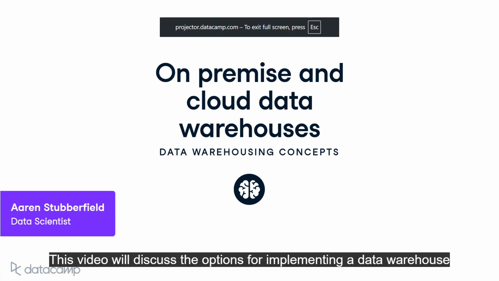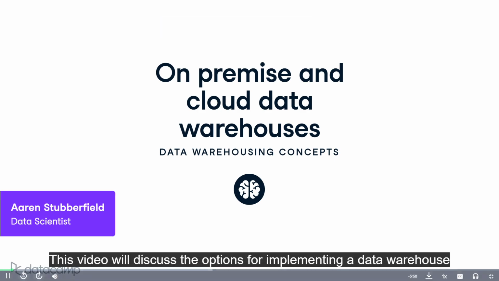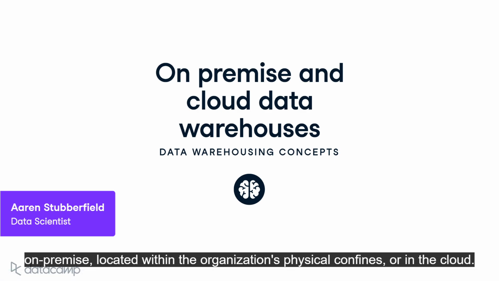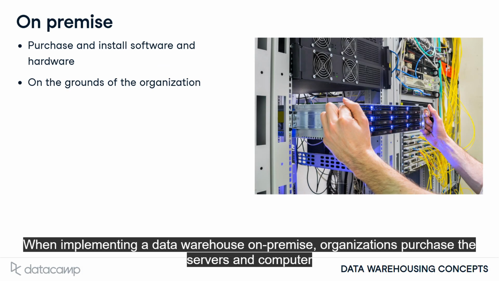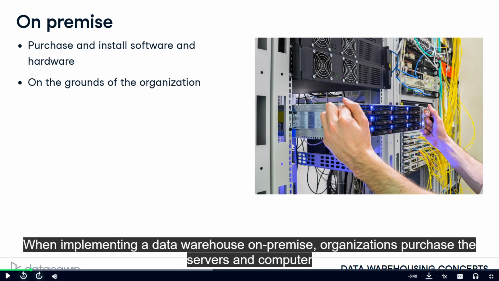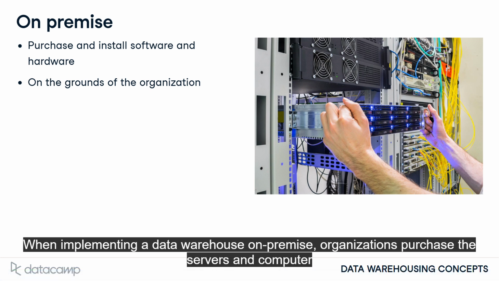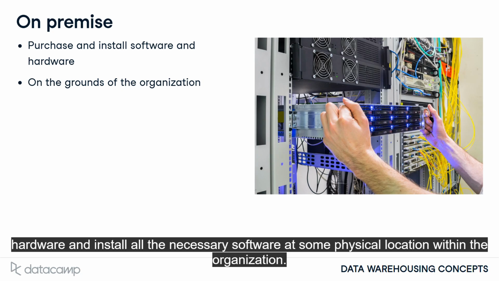Hello again. This video will discuss the options for implementing a data warehouse on-premise, located within the organization's physical confines, or in the cloud. When implementing a data warehouse on-premise, organizations purchase the servers and computer hardware and install all the necessary software at some physical location within the organization.